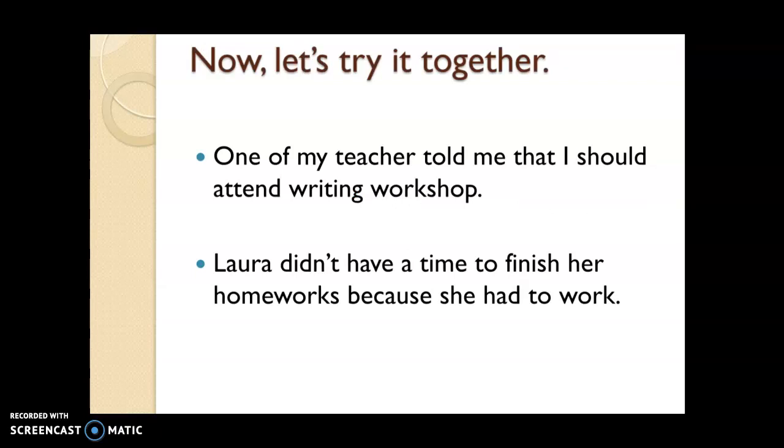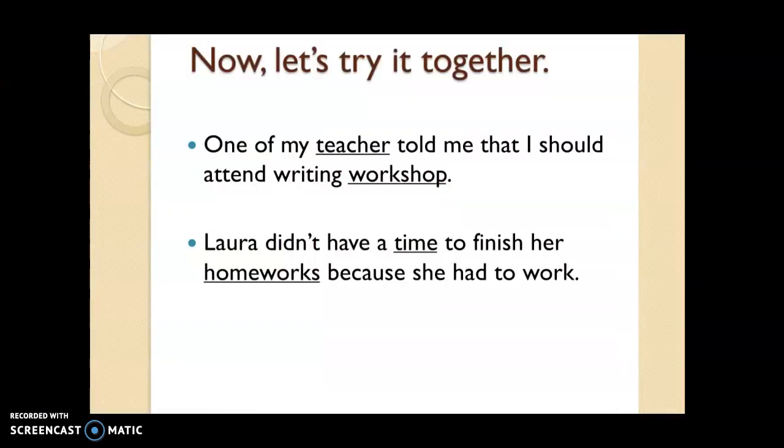Let's try it together. Remember, the first step for each of these activities is to underline or mark the nouns in the sentence. So please take a moment to underline or think about what the nouns are in these sentences. You can pause your video and see if you agree with these markings of the nouns. Teacher and workshop in the first sentence. Laura, of course, is a noun, but we didn't need to mark that one. Here we also have time and homeworks. So let's analyze these nouns a little more.